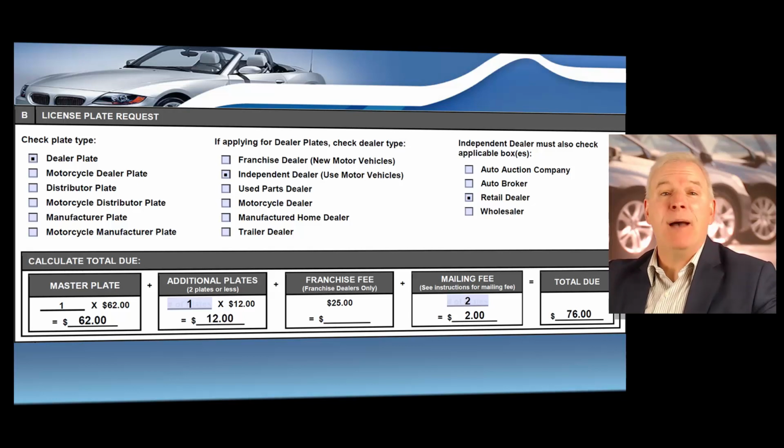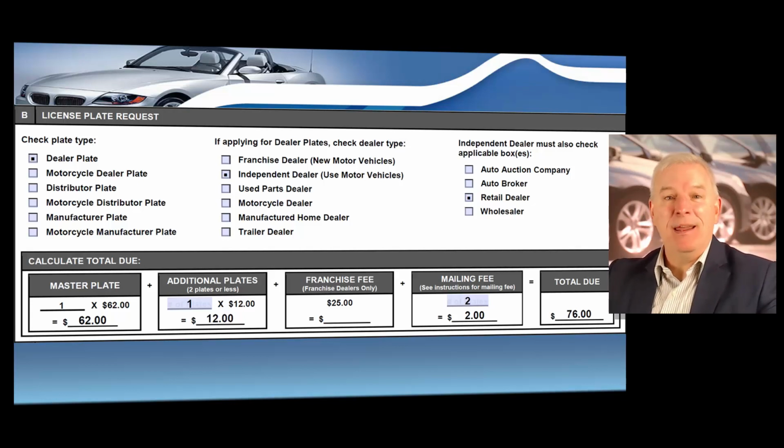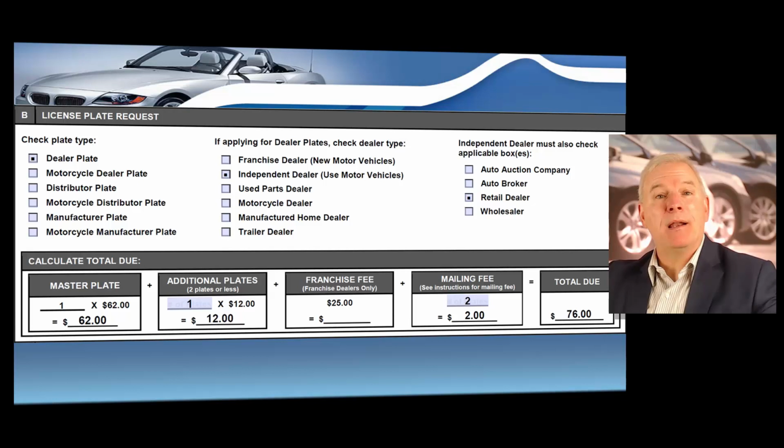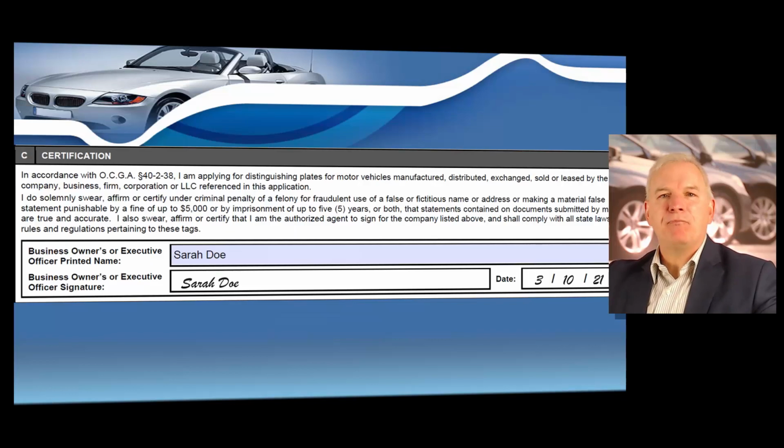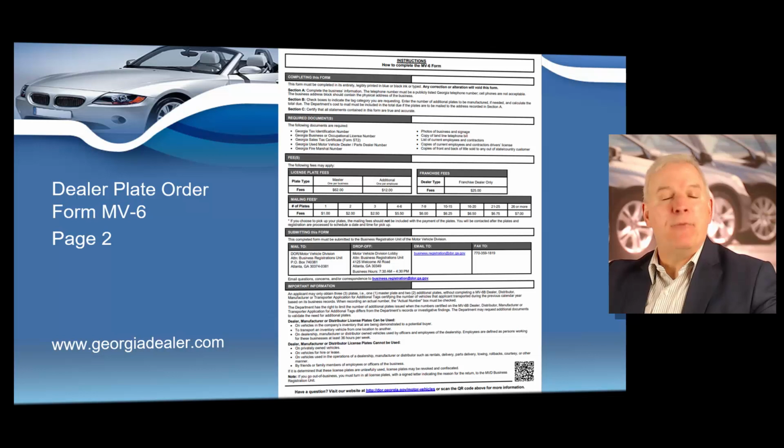The really cool thing about this Form MV-6 is that it will automatically calculate the fees based on the number of dealer plates that you are ordering. So you cannot make mistakes when calculating the additional dealer license plate fees and their mailing fees. It automatically computes those fees when you're filling out this PDF. Finally, you're going to need to read and agree to the terms and print your name, sign your name, and date Form MV-6.